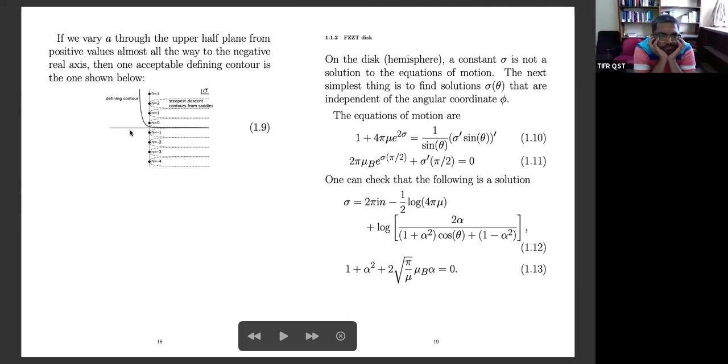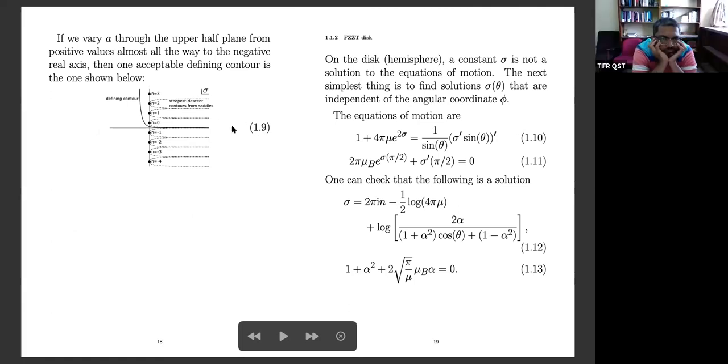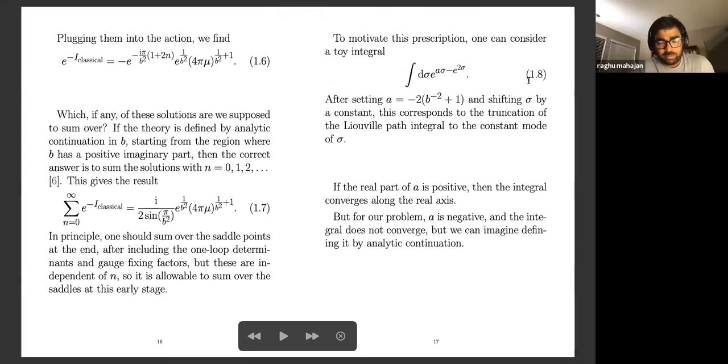So if the defining contour is actually not completely along the real axis, it's because the zero mode integral of phi looks like equation 1.8. When sigma is large and positive, this exponential is convergent. You have a huge exponential suppression coming from this e to the 2 sigma. But when sigma is large and negative, this e to the 2 sigma is not important, and the convergence property is determined by the sign of a. And if you look at the Liouville problem, a is actually negative.